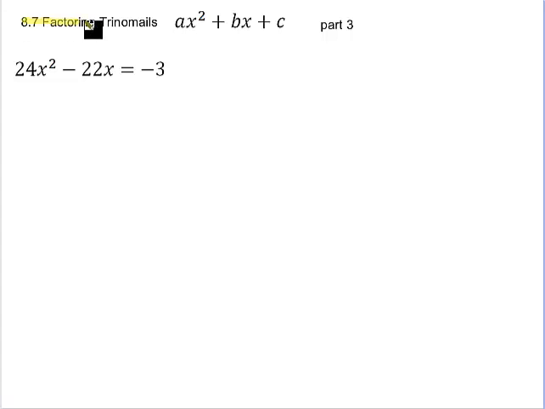We are factoring trinomials, ax squared plus bx plus c. This is part 3 of our notes. So you should have the note sheet in front of you. And our first example here is 24x squared minus 22x equals negative 3. Today we're going to focus on solving. So last week we did learn how to solve, so we need to remember what to do.